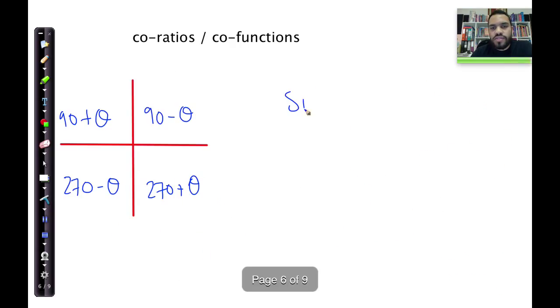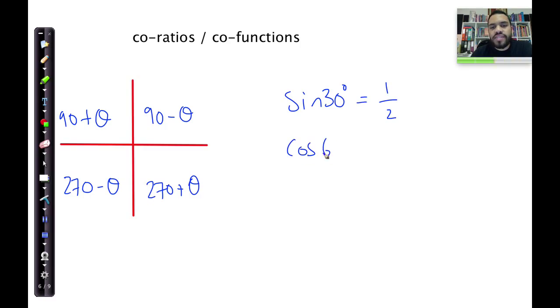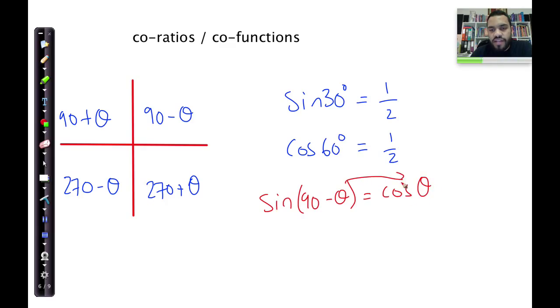Sine 30 is equal to a half. But so is cos of 60 degrees. That's very important. Now you can determine a pattern even if we don't know the exact values of some ratios. We can say that sine of 90 minus theta is equal to cos of theta. You just take that and you plug it in on that side.